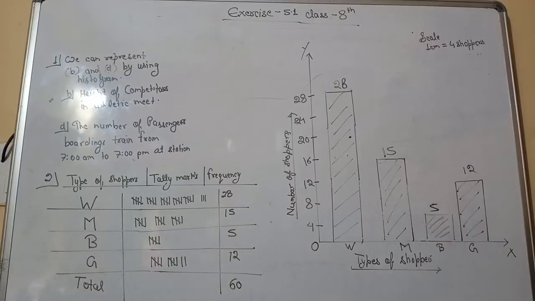Students, today we will start exercise 5.1 of chapter number 5, data handling, class 8. Here we have to study different graphs and charts. So let me represent the first two charts of this exercise. One is histogram, or we can say graph, and the second is bar graph.